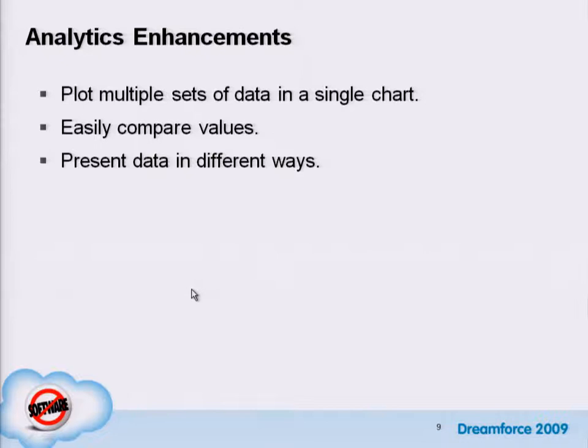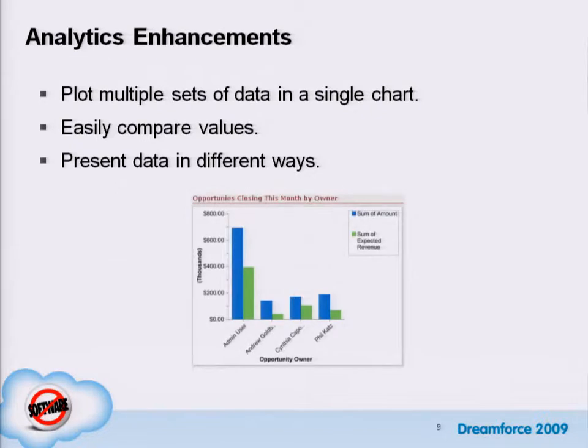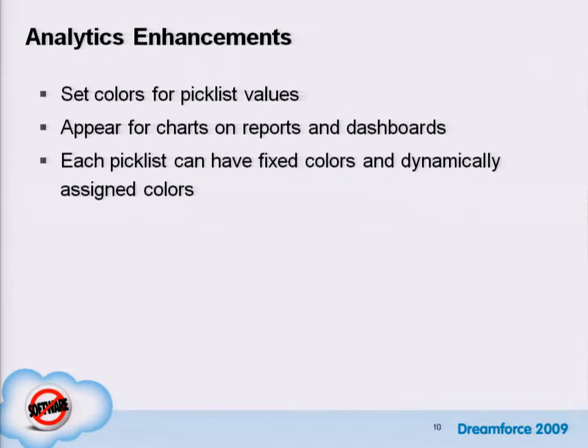All right, we've added some new features. We've allowed you the ability to plot multiple sets of data on a single chart. So you can have a line on a column chart, vertical column chart. Or you can have two lines, or you can have multiple columns or multiple bars on your graphs. This allows you to easily compare values and present data in different ways. So this is a nice feature. They work both on the charts on the reports and the charts on the dashboards.